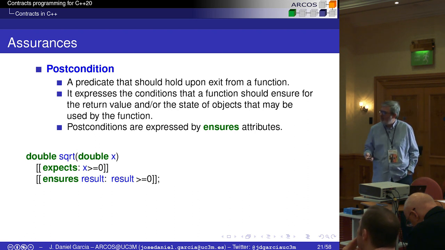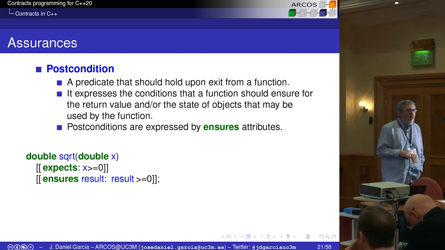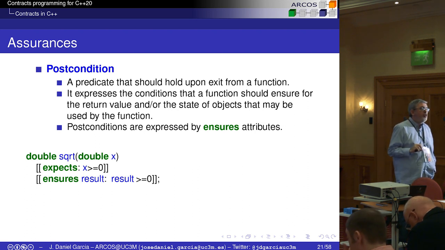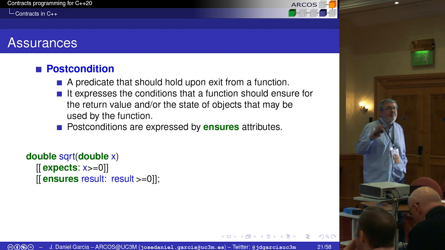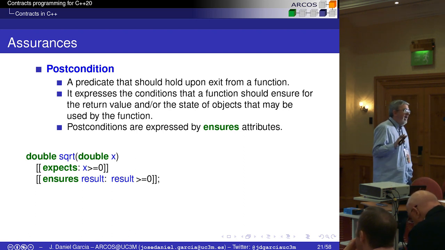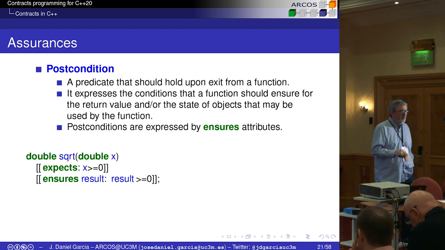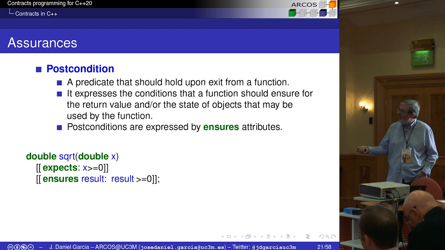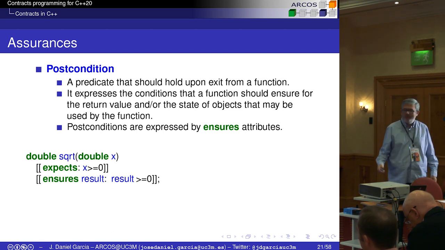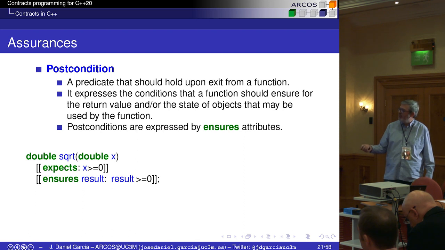So here you have another version of square root, and I expect that the input value x is greater or equal than 0, and for postconditions, we allow a postcondition to introduce a name for the result of the function, for the return value of the function. So after ensures and before the colon, you may write any identifier. You introduce a new identifier, and this is the identifier that we are going to use for the return value of the function. What is the type of this identifier? Clearly, the return type from the function. And then you can use this new identifier result, in this case, in your Boolean expression. So here I am stating that the result of square root is greater or equal than 0.